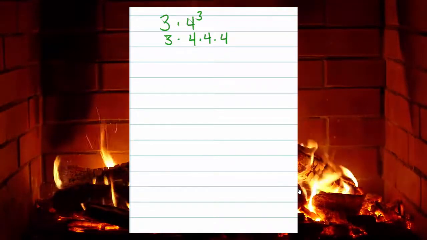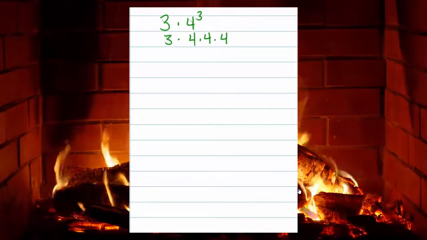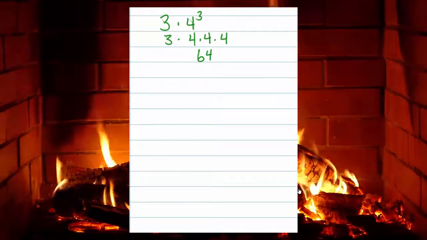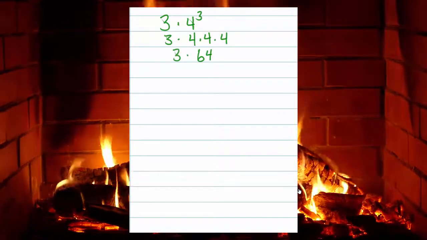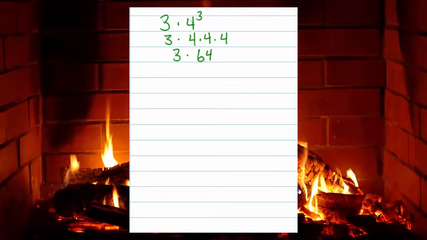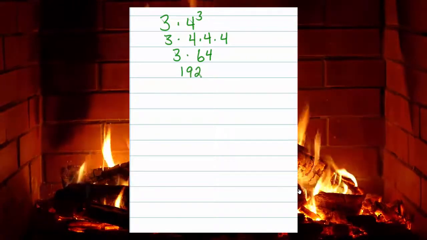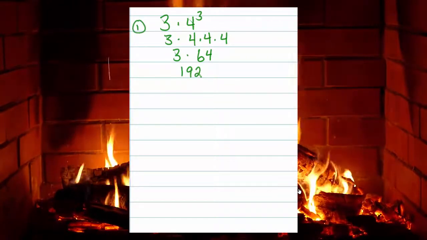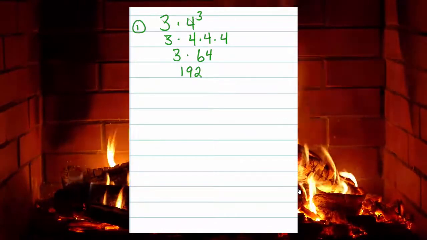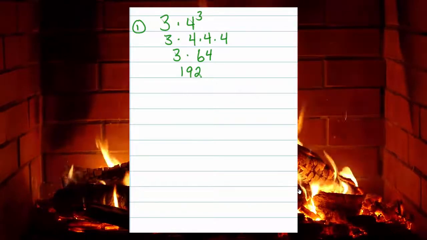Since we've learned our cubes, we already know that 4 to the third power is 64. So we're left with 3 times 64, which equals 192. Problem number 1 was a rather simple problem. Now let's look at problem number 4.